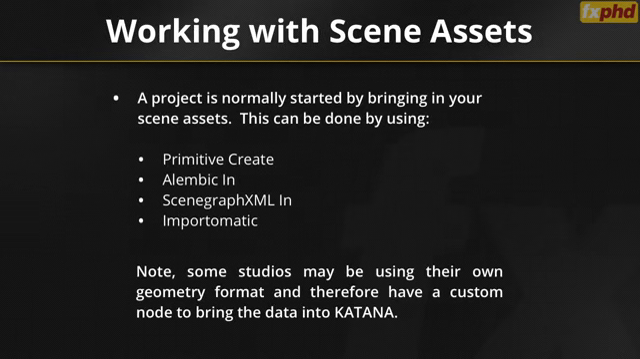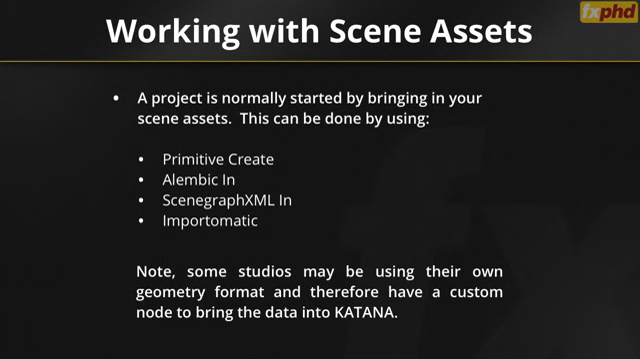Now, working with scene assets. Projects are normally started by bringing in the assets you require, and this can be various types of assets as we've talked about. They are predominantly done using four methods. You could create primitives, just like we can inside of Maya, spheres, cubes, etc. You can use Alembic, and this was the method that I've been using most of all, and you can basically save out your Alembic cache from Maya, from Houdini, from whatever you're using, and that can be brought in to Katana. And then you can also use the scene graph XML.